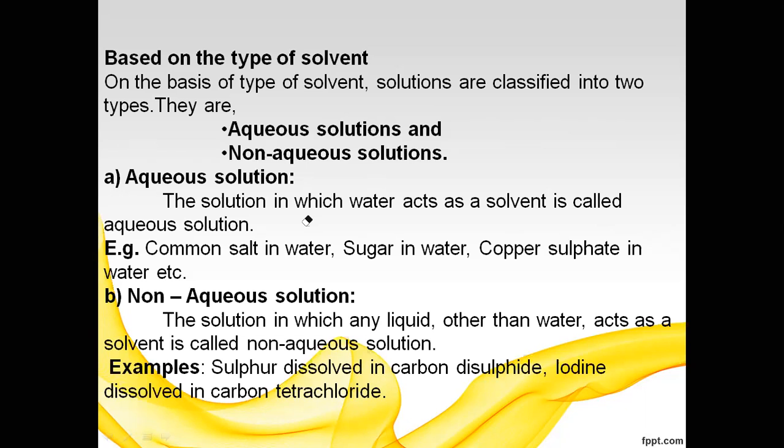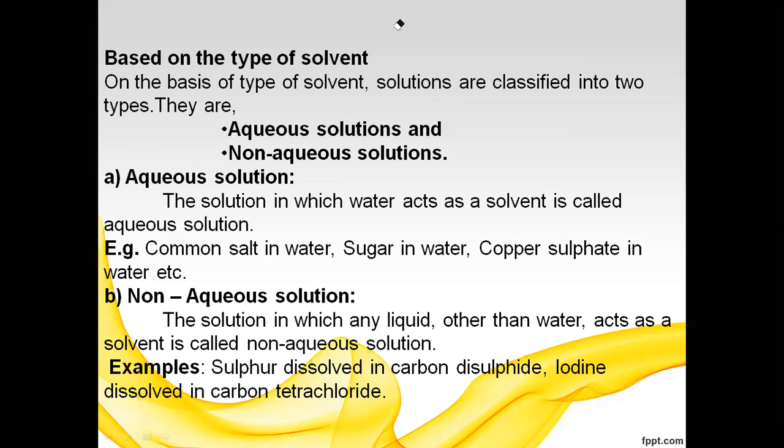Non-aqueous solutions: when a substance is dissolved in a solvent other than water, that is called non-aqueous solutions. So sulfur is dissolved in carbon disulfide and iodine is dissolved in carbon tetrachloride. So these are the non-aqueous solutions because they are dissolved in a solvent other than water.